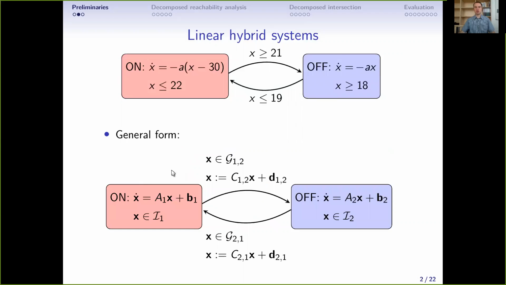In general, this is the form of a linear hybrid system. So you have locations with affine differential equations, invariants and guards that are given by polyhedra, so intersections of linear constraints. And at the transitions, you can also have assignments. In this case, these are affine maps.